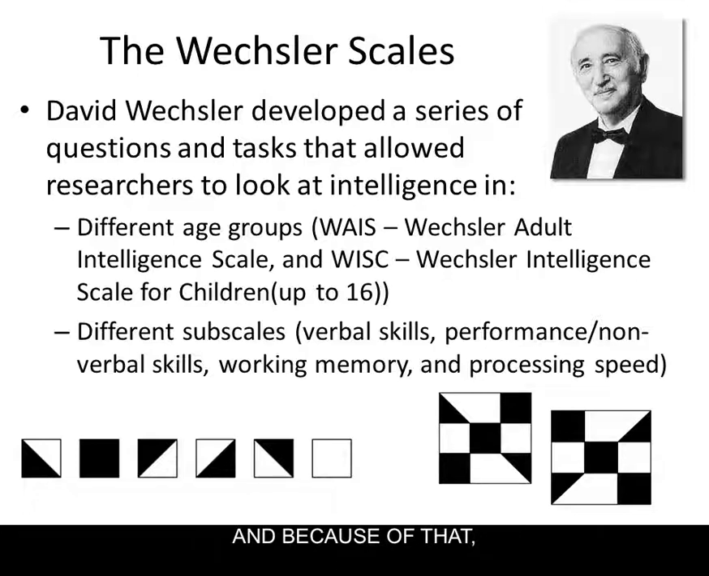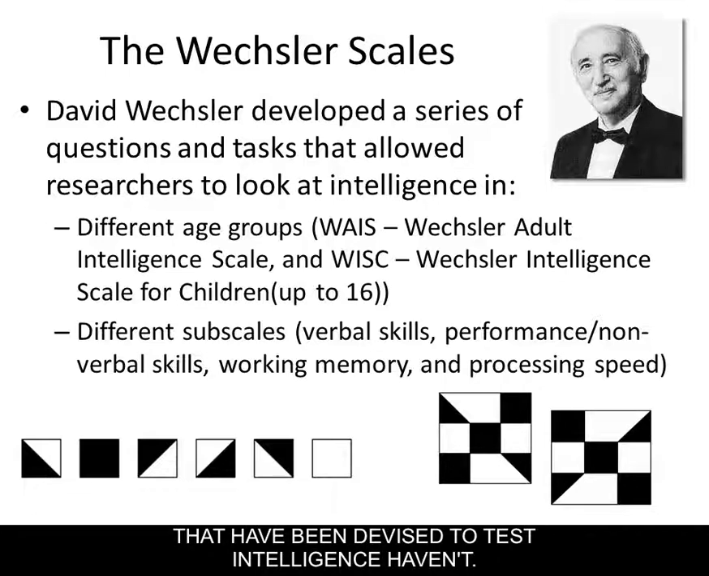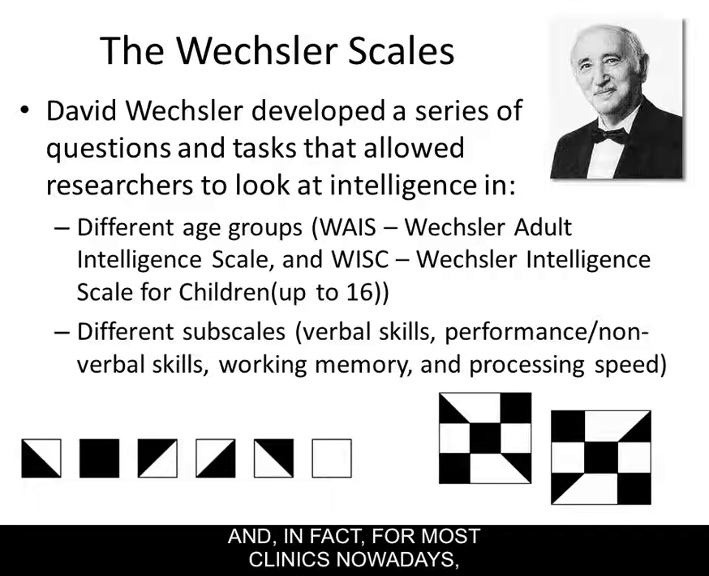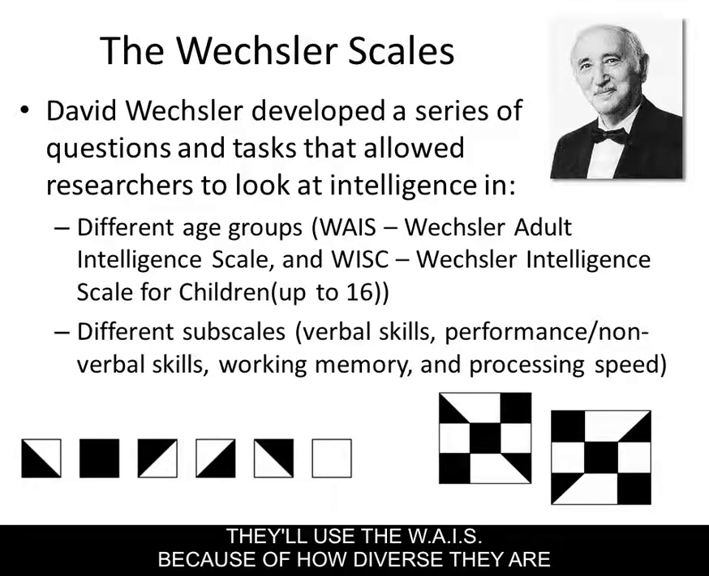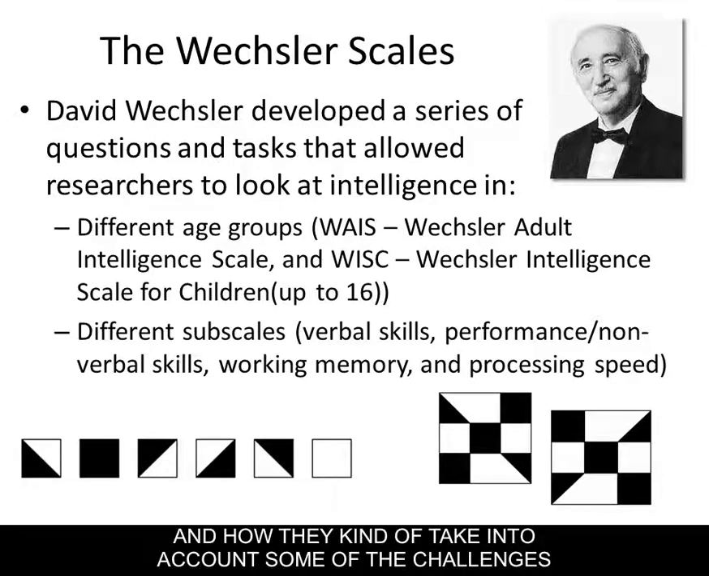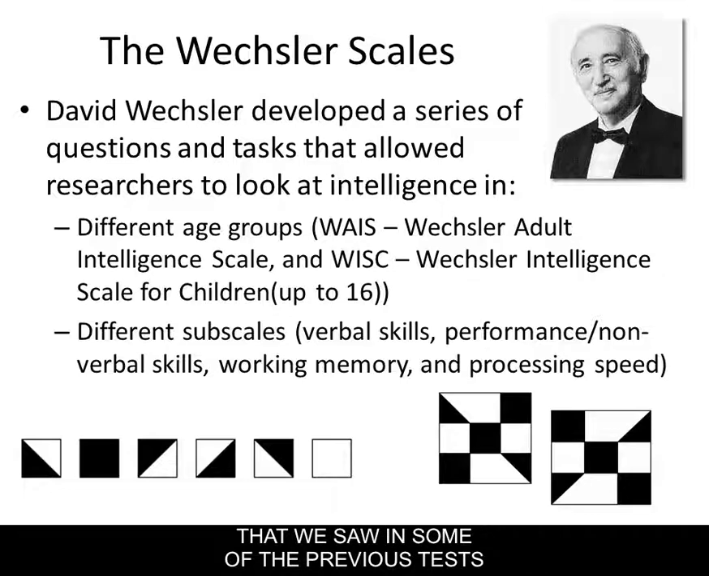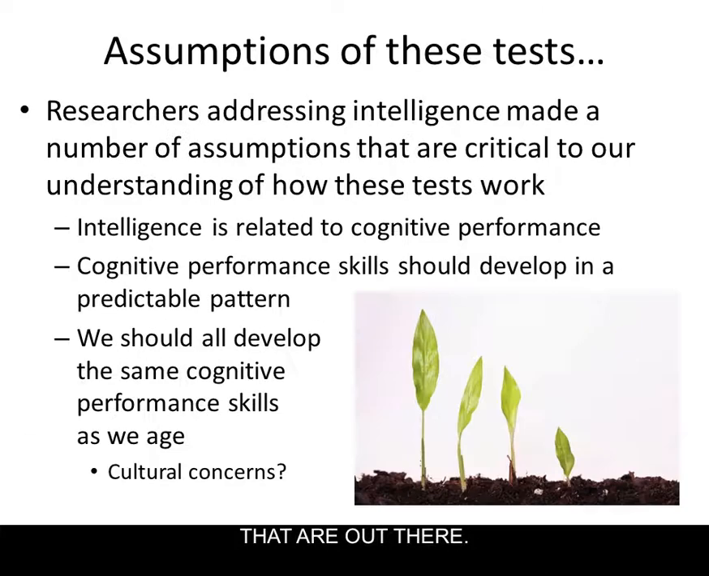Because of that, the Wechsler scales gained in popularity in a way that many of the other tests that have been devised to test intelligence haven't. In fact, for most clinics nowadays to test a person's intelligence, if they're looking at a child under the age of 16, they'll use the WISC, and if they're looking at an adult, they'll use the WAIS because of how diverse they are and how they take into account some of the challenges that we saw in some of the previous tests that are out there.